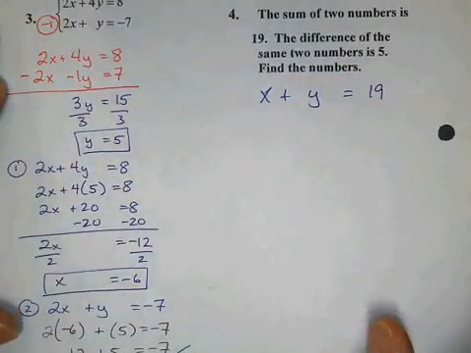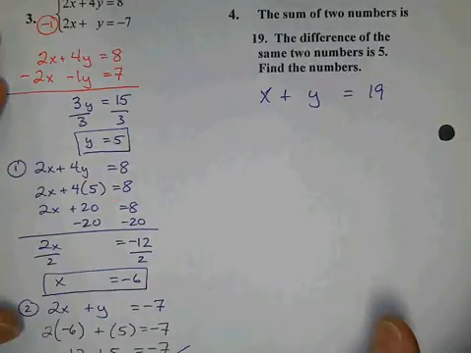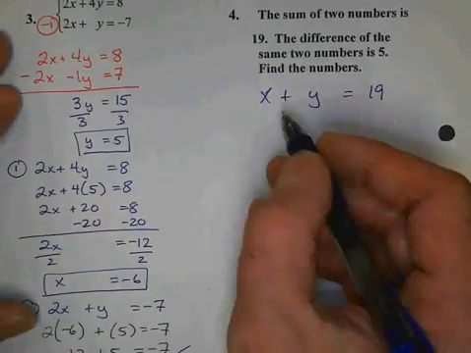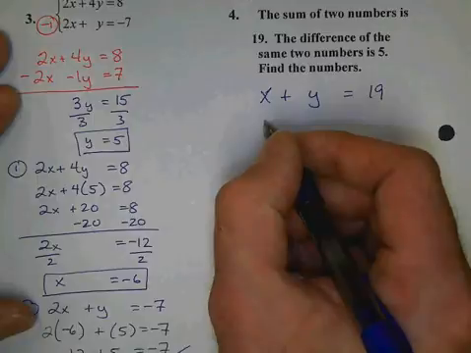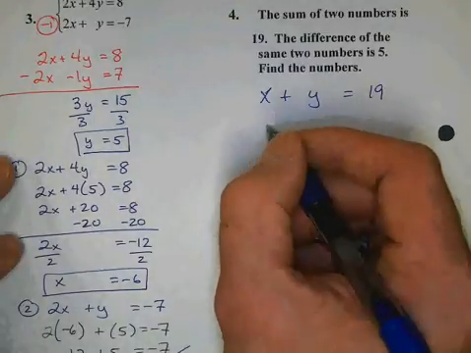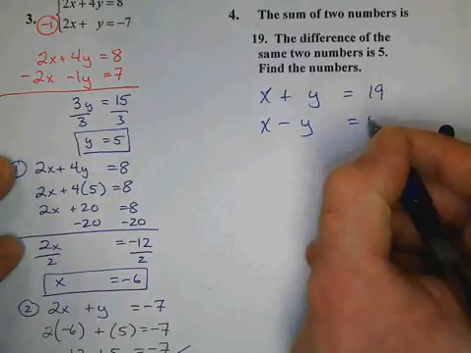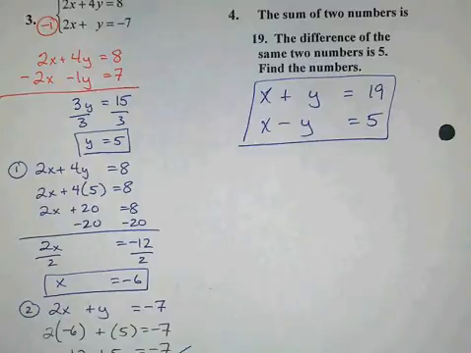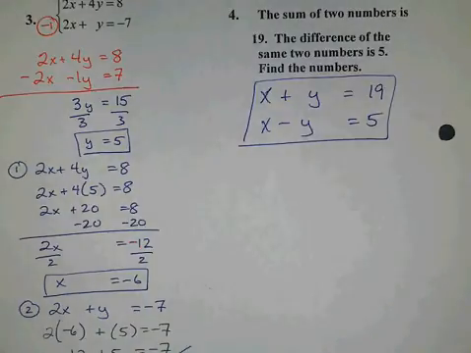All right, somebody else. The difference of the same 2 numbers is 5. Talk to me here. The difference. Difference means what? Subtract. So, Jalan, what would your equation be? Someone's got it? Kyle? X minus Y equals 5. Yeah, X minus Y equals 5. So there's our equations. So like I told you, Ryan, I'm going to box those because I don't want to touch them. All right, let's look at our problem. X plus Y equals 19, X minus Y equals 5.